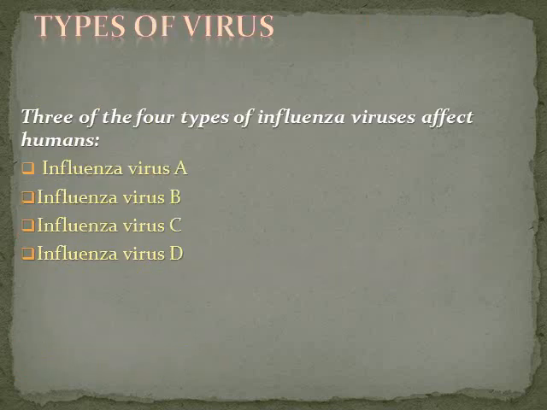The types of the virus. 3 of the 4 types of influenza viruses affect humans: influenza virus A, influenza virus B, influenza virus C. Influenza virus D may or may not affect humans.